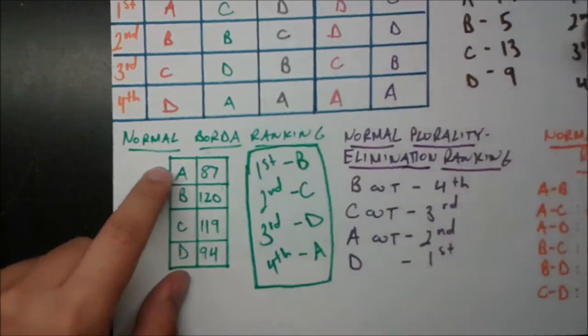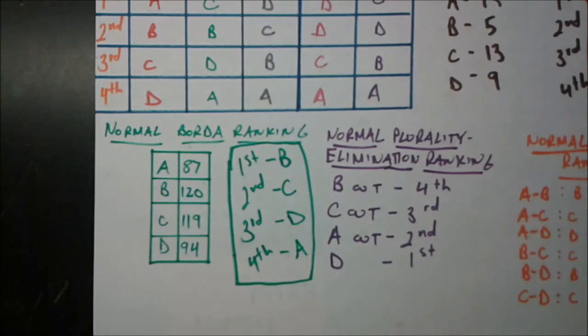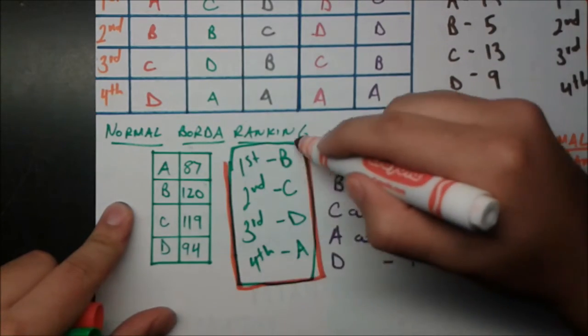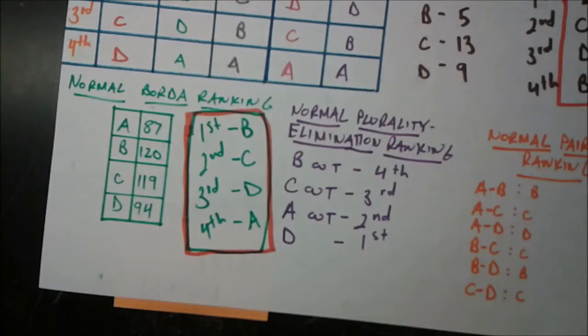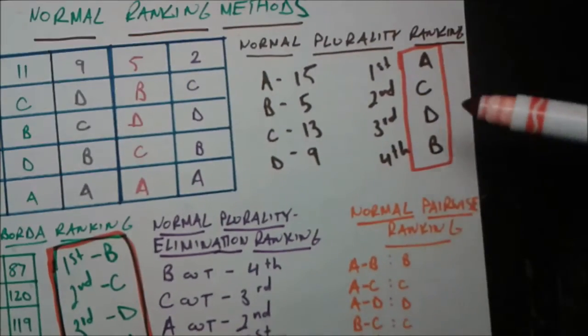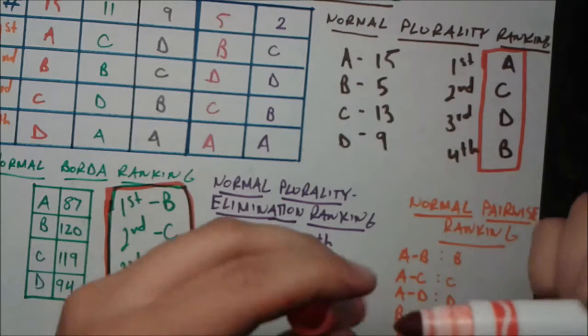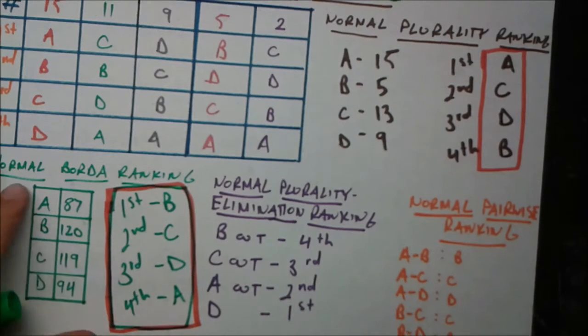So already we have something weird emerging. Let me put this in red. We have something weird emerging. We have A being fourth here, but where was he placed under the plurality method? He was placed first. So we already have some dichotomy between the different methods.